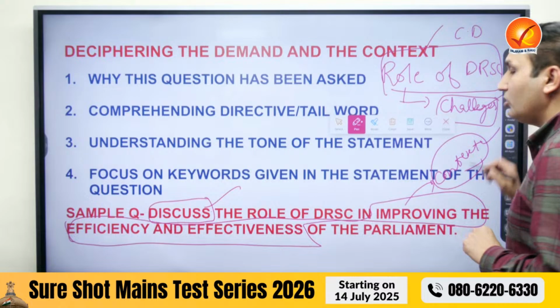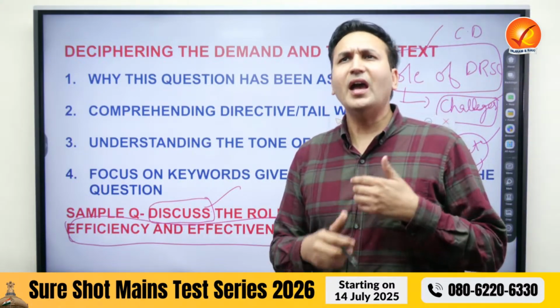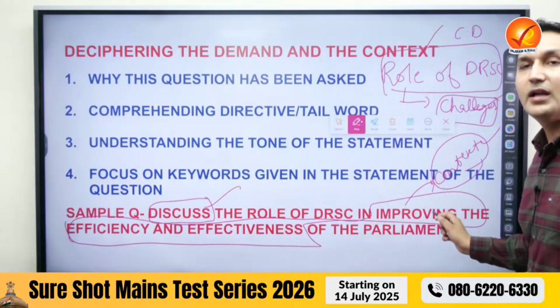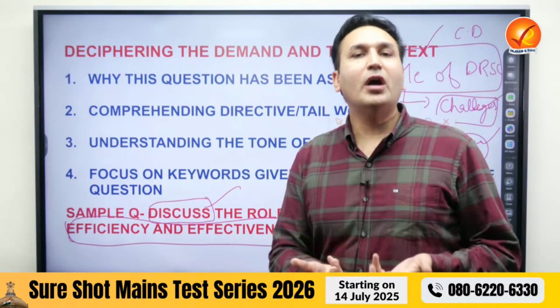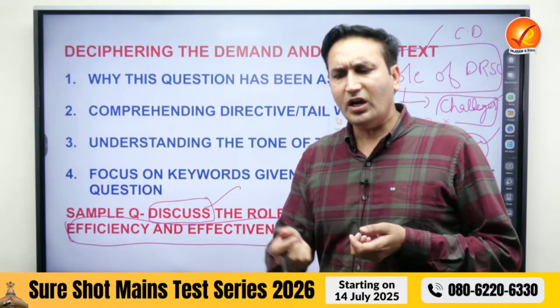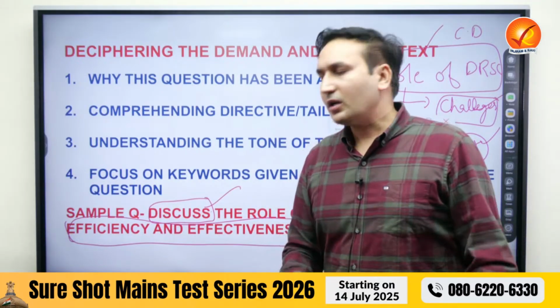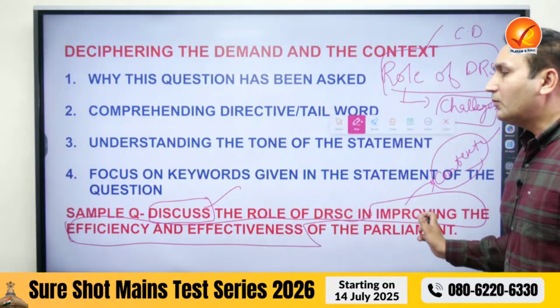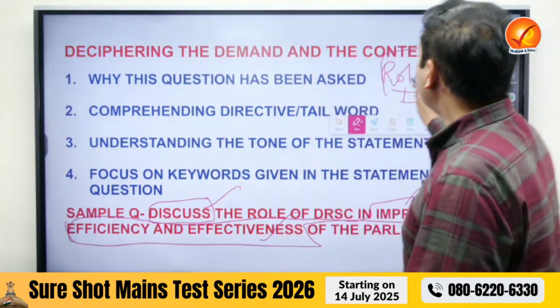In this context only you will be writing, whether it is introduction, whether it is body, anything. If you go out of this context, UPSC will punish you heavily, right? Whatever you write, whether it is introduction, whether it is a body part, core demand, non-core demand, it has to be in the context of improving efficiency and effectiveness of parliament, right? So role is the core demand.